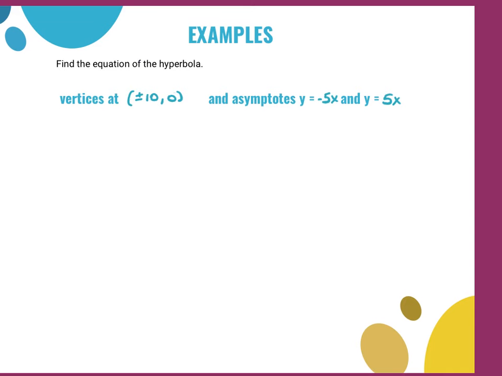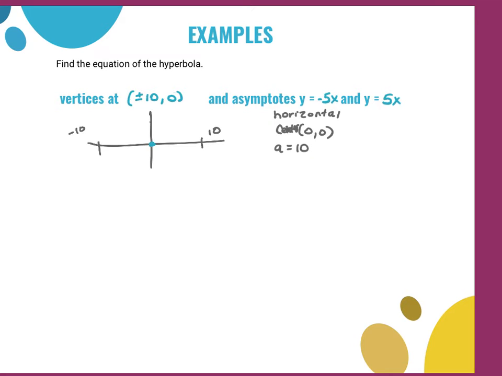All right, the next one. Vertices at plus and minus 10, 0. Asymptotes at negative 5x and positive 5x. So first thing I know is that I'm going right and left the 10, which tells me this is what kind of hyperbola? Horizontal. What else do I know? Center at 0, 0. What else do I know? Good. A equals 10.